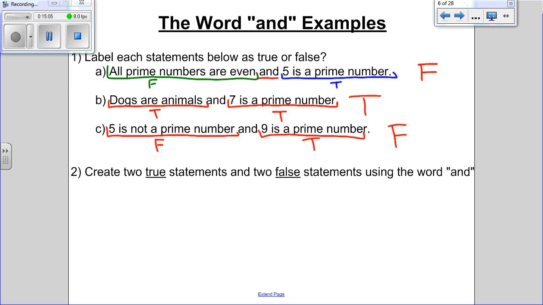Any questions about those two? You all right? Okay, just for your own peace and sanity, write some sentences on your own. Write 2 statements using the word and that would be true, and 2 sentences with the word and that would be false. I'll write up examples as well.